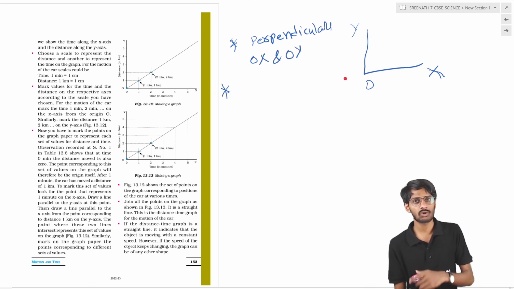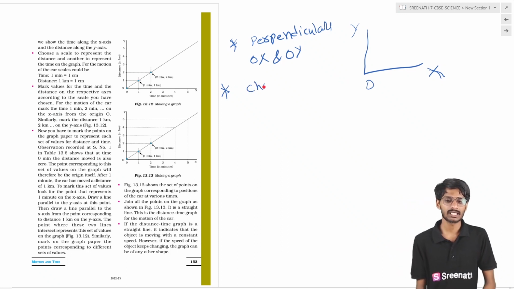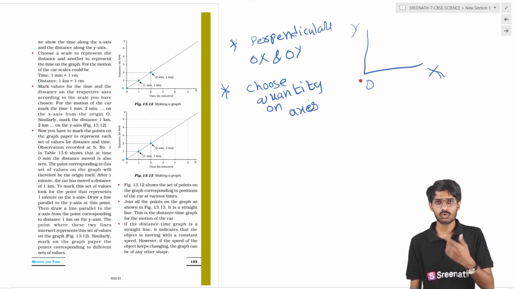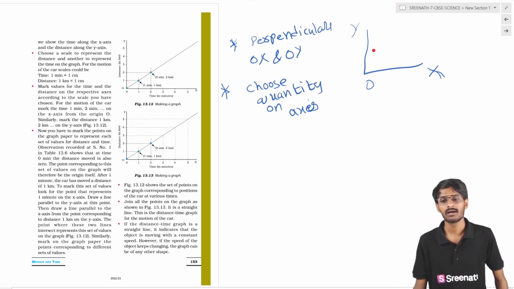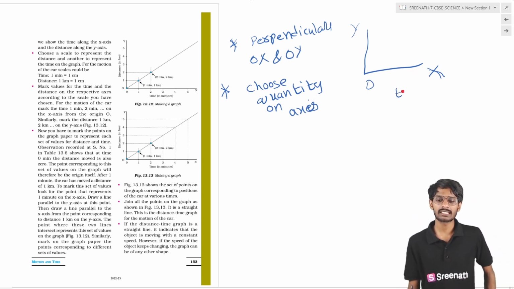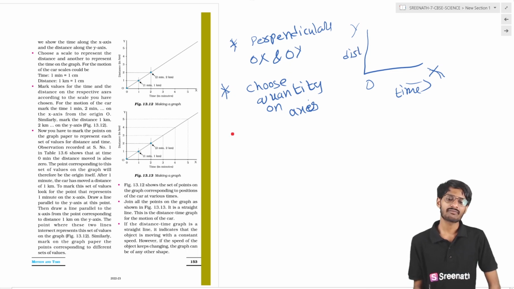Choose which quantity to put on which axis. Which quantity you have to write on the x-axis, and which quantity you have to write on the y-axis. So basically we are taking time on the x-axis and we are taking distance on the y-axis, students. After that you have to take the scale.